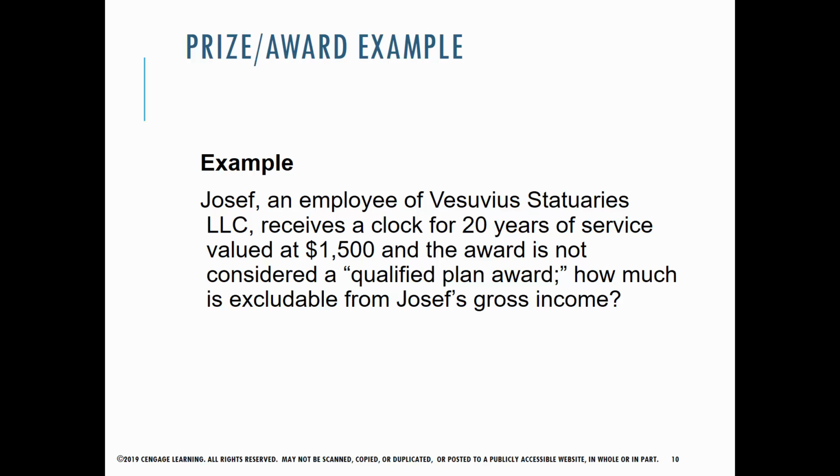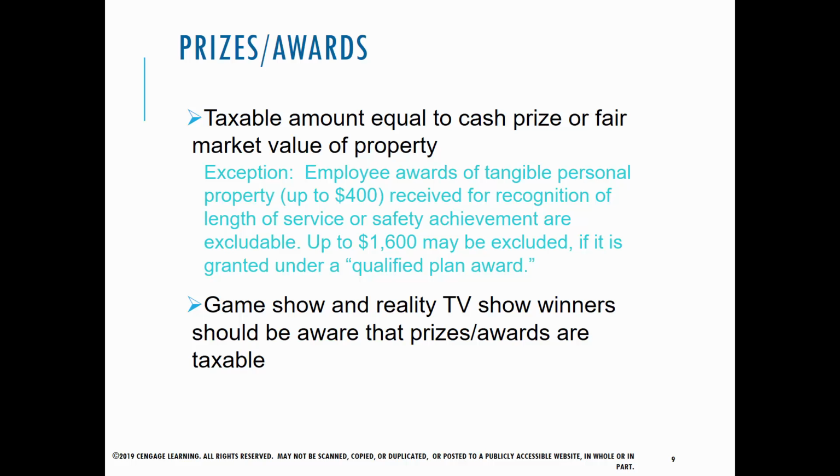which Joseph might be like, I don't really want the clock, so I got a tax bill on the clock. I don't need a clock. I got a clock. Okay. But didn't you say it was for terms of service? It is, up to $400, but otherwise you've got to have a written qualified plan.